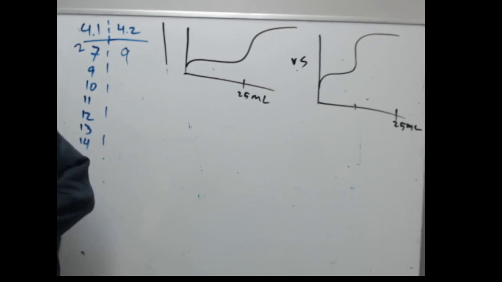We can just remember the equivalence point just tells us moles are equal to moles. So it tells us about moles. It doesn't tell us about concentration. It doesn't tell us about volume. That's why we can't tell.